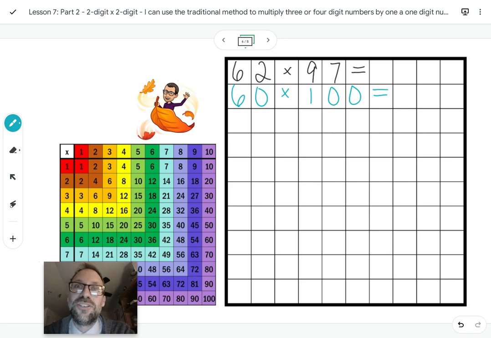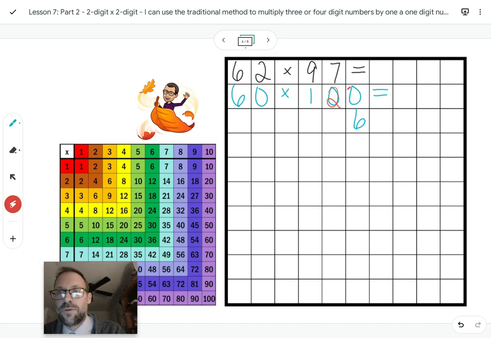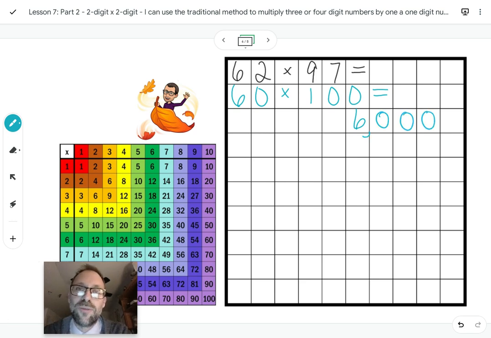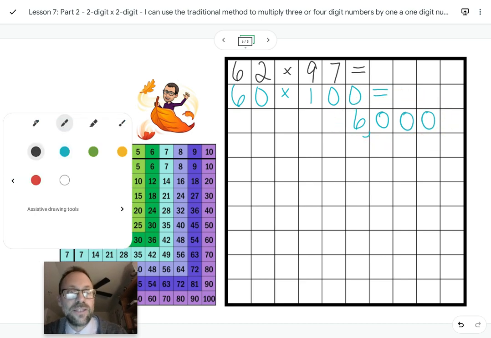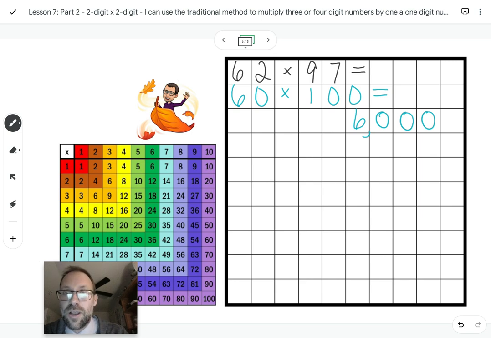So let's do it. Let's see, we got 6 times 1. That's 6. And then we have 1, 2, 3 zeros, 1, 2, 3 zeros. When we are done multiplying these two numbers together, we should get a product that's in the neighborhood, the ballpark of 6,000. So let's start copying our problem down.